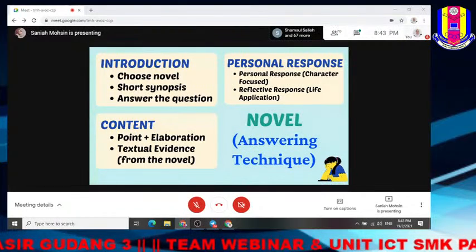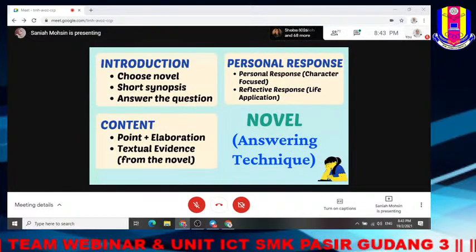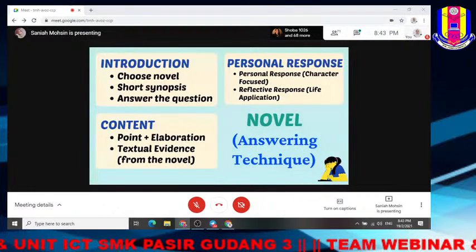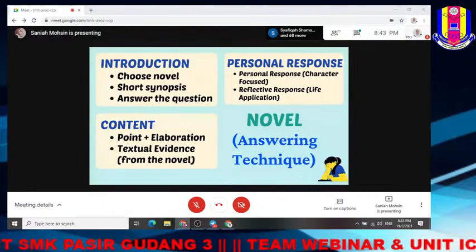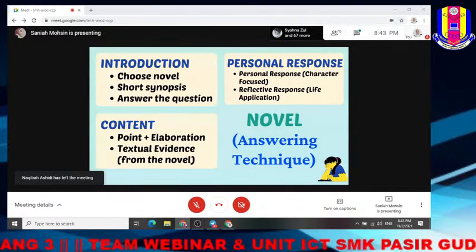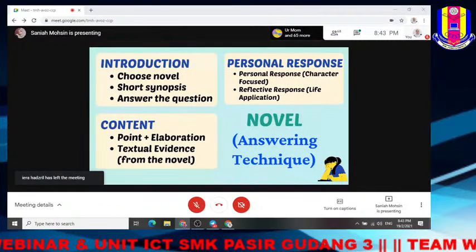Okay, point kamu mestilah menjawab soalan. Okay, your elaboration, you must explain your point, and textual evidence. Textual evidence ni adalah events yang kita cerita tadi lah. Okay, so make sure you pick the one that is the most suitable according to the question. Soalan mana yang keluar, kamu pilih yang sesuai saja.